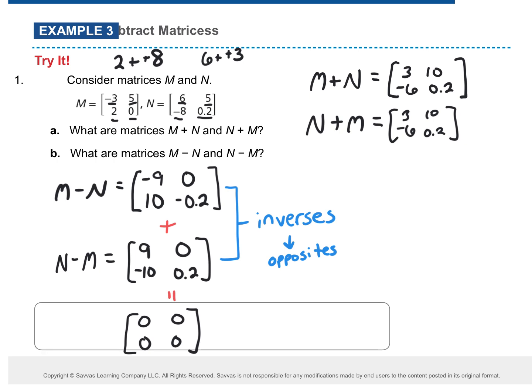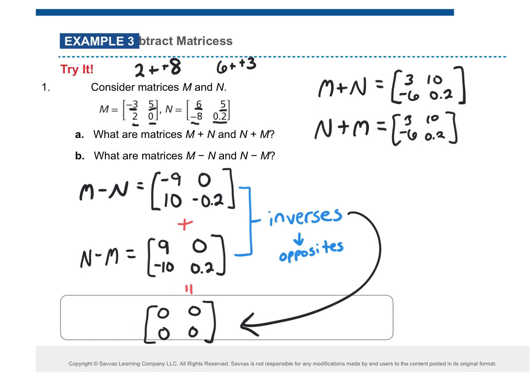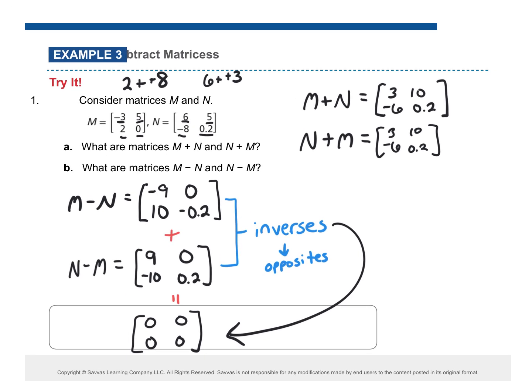Inverses will get you that 0 matrix, and they call this the identity matrix. That's called the identity. What identity means is it gets it back to itself. So keep that in mind. If we add inverses together, we get that 0 matrix.